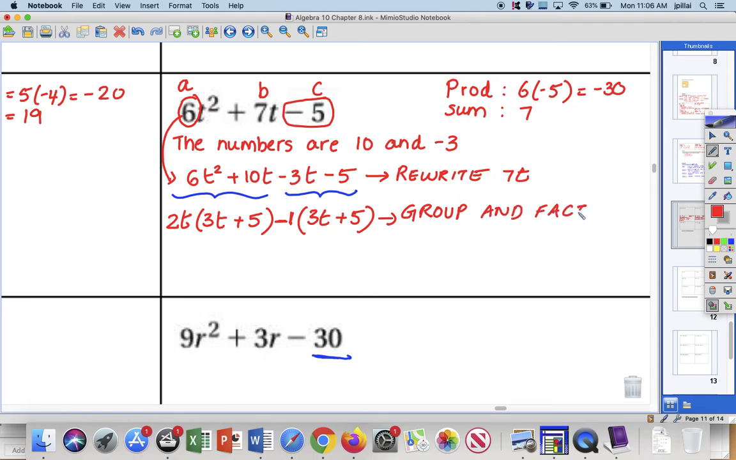Then next, since 3t plus 5 and 3t plus 5, these two are the same, we factor that out. You'll end up getting 3t plus 5 times, when I pull out a 3t plus 5 here, you're left with 2t minus 1. And that's the common factor for these two. I hope you were able to understand it. If not, go back and watch again.